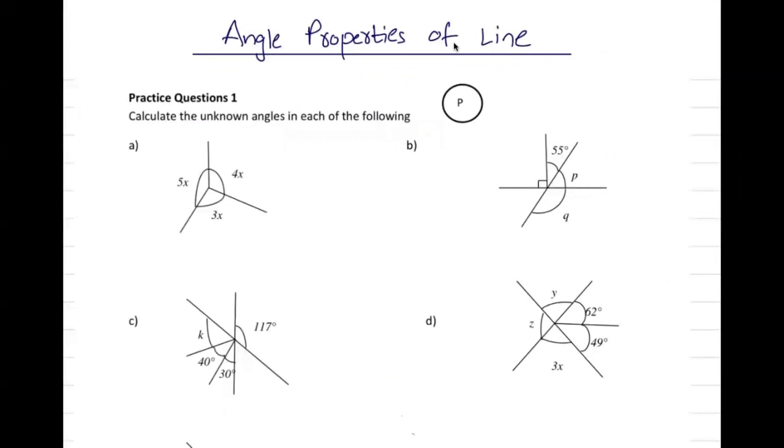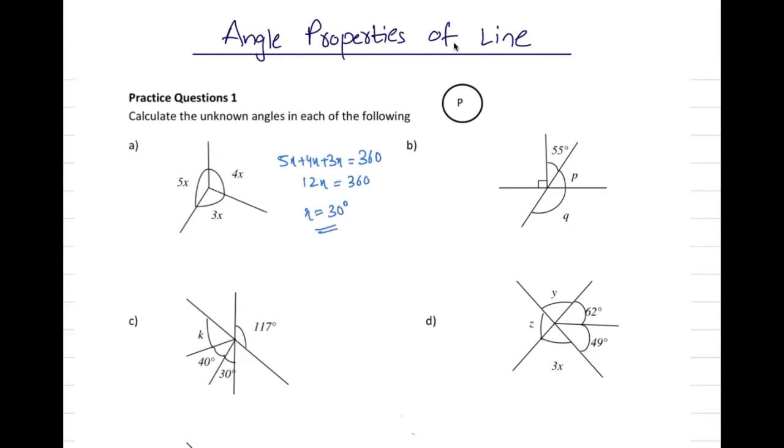Okay, so now we are going to be solving the questions. Now, the first part says, calculate the unknown angles in each of the following. So we have these 3 angles about a point. And we should know that the sum of all the angles must add up to, what must they add up to, guys? 360. Good. So that means 5x plus 4x plus 3x must add up to 360 degrees. So 12x equals 360 and x is going to be 30.